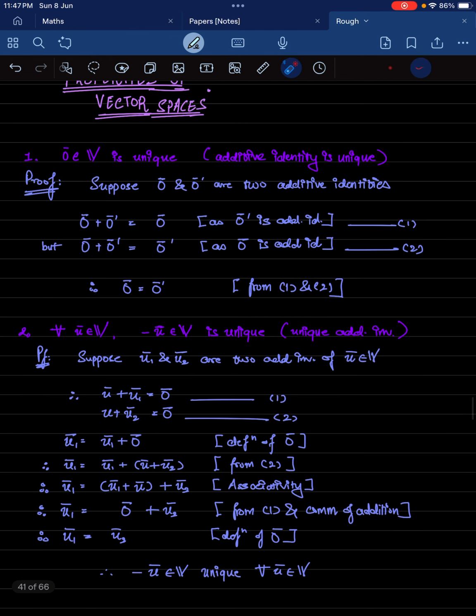Alright, so firstly, the zero vector, that is the additive identity, has to be unique. Okay, that's just like the fields. The zero over there was also unique. Same proof as before. There will be two zero vectors, 0 and 0 dash, and 0 plus 0 dash will actually be 0. Why? Because 0 dash is an additive identity. But similarly, this expression will also evaluate to 0 dash because 0 is also an additive identity. So from 1 and 2, I can say that 0 and 0 dash are equal.